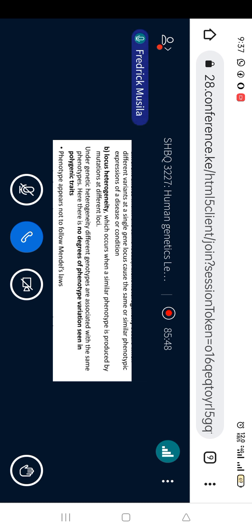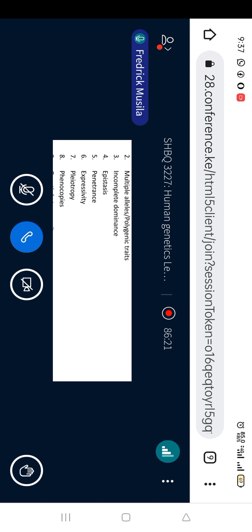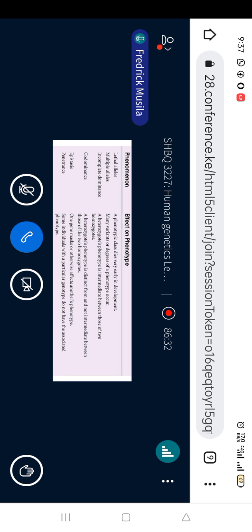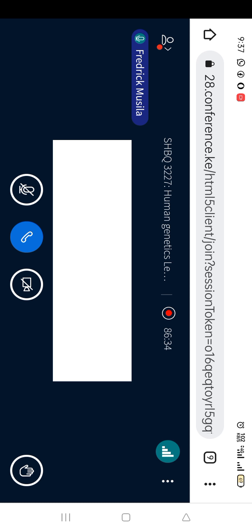So this is just a summary of the gene interactions and also the factors affecting Mendelian phenotypic ratios. I'm sure you can define them: phenocopies, pleiotropy, epistasis, all of them here.